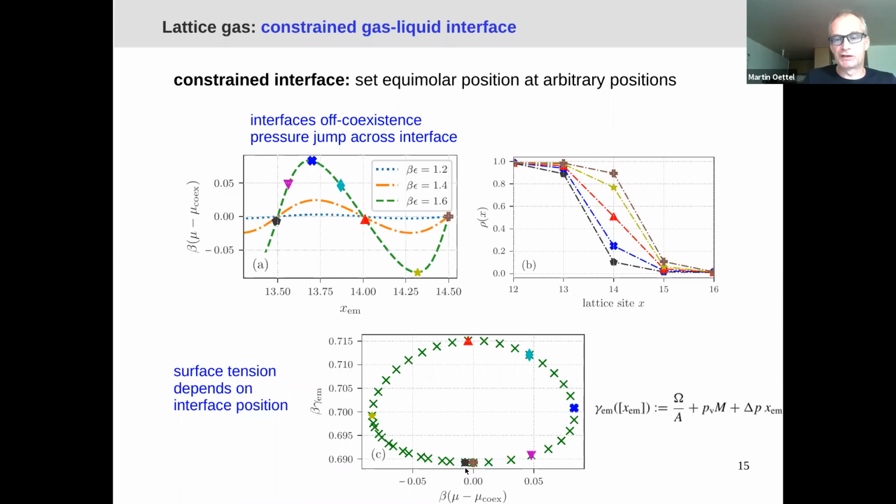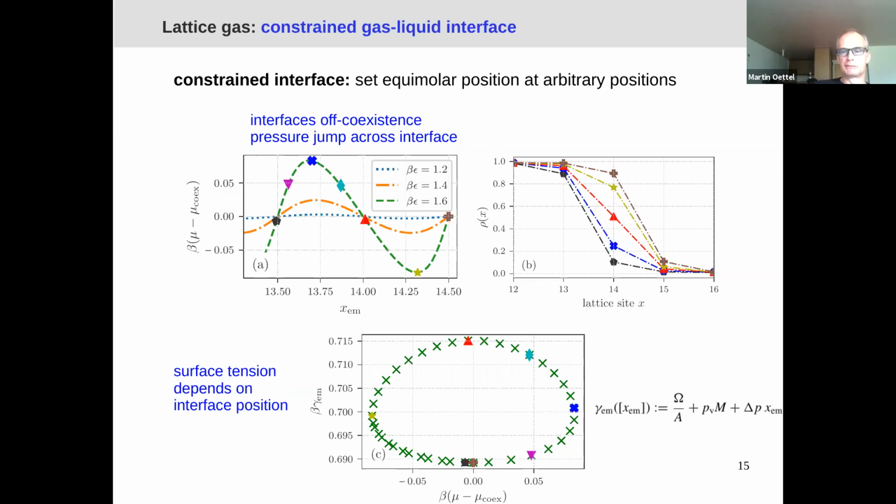The minimal surface tension is reached for the free interface, as is expected. The free interface belongs to these two density profiles here, which are related by just a shift of one lattice site. And then we have a number of other profiles, and there's also a maximum interface tension belonging to this profile where the equimolar position is just on the lattice site. So this is a very funny finding. It has actually not really been noted before.